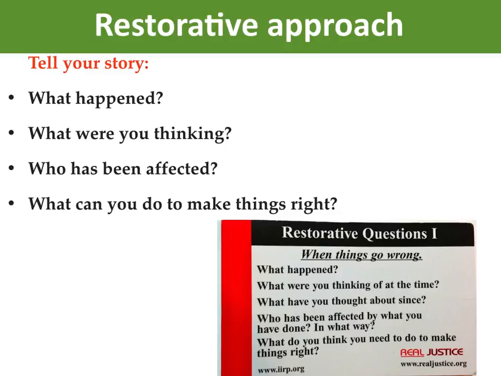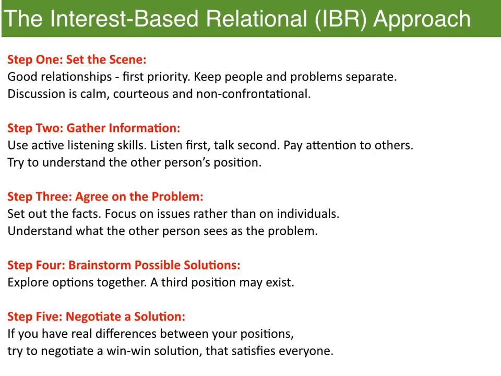Helping adults in conflict to think about who's been affected, what's happened, and what you can do to make things right is really important, as much as with young people. The interest-based relational approach is a bit similar, really. It just goes through these 5 steps to make sure, before you bring people together who've been in conflict, that you set the scene really clearly and talk about relationships being the first priority. And we're going to keep our discussion calm and courteous, and we're not going to confront each other, but we're going to try and keep the problems separate so that we can gather information.